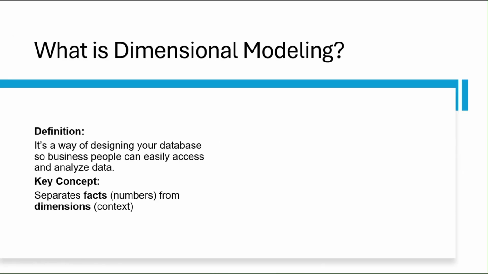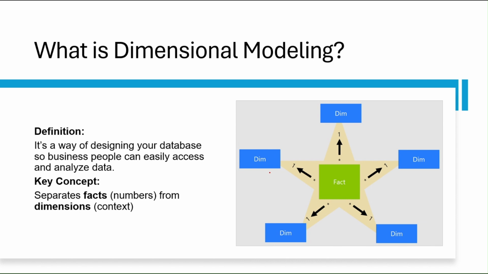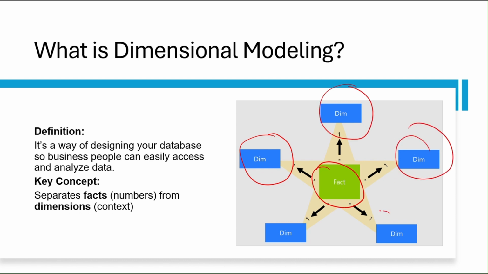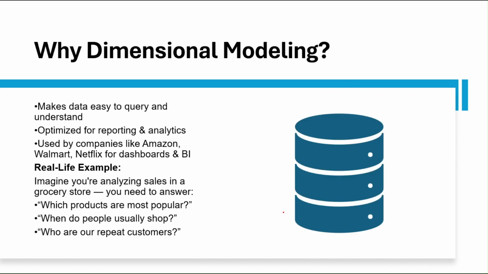So let's understand what is dimensional modeling. It is a way of designing your database so that business people can easily access and analyze data. The dimensional model has two components, called facts and dimensions. As you can see, the fact will be in the center of the dimensional model surrounded by different dimensions. Let's understand what the facts and dimensions are in the upcoming slides.